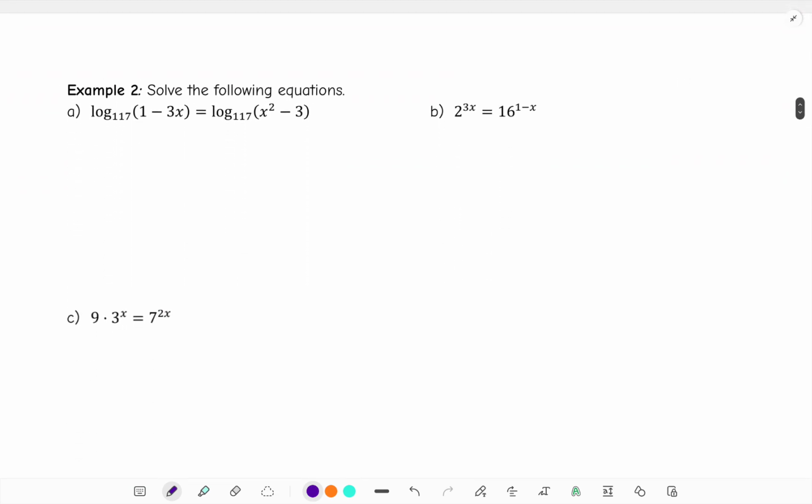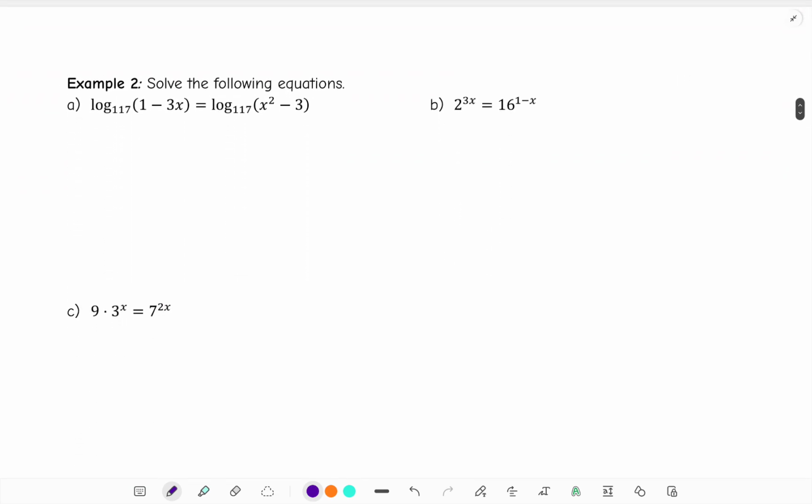So example 2, solve the following equations. Now here we're going to have two exponentials or two logarithms. And what's really nice is when you can have the same base. So for example, in part A, they already have the same base, 117. So then you just 117 it up on both sides.